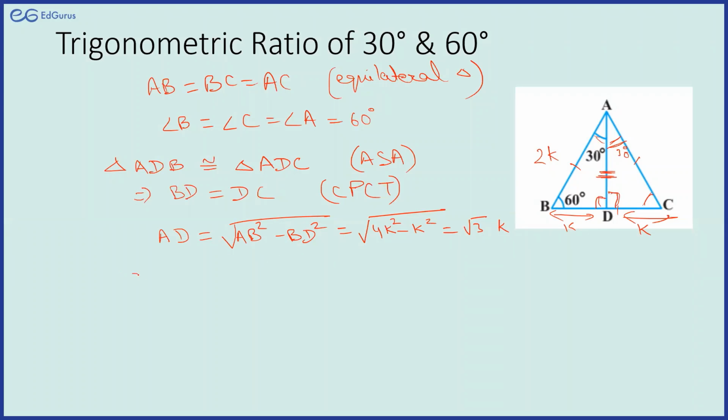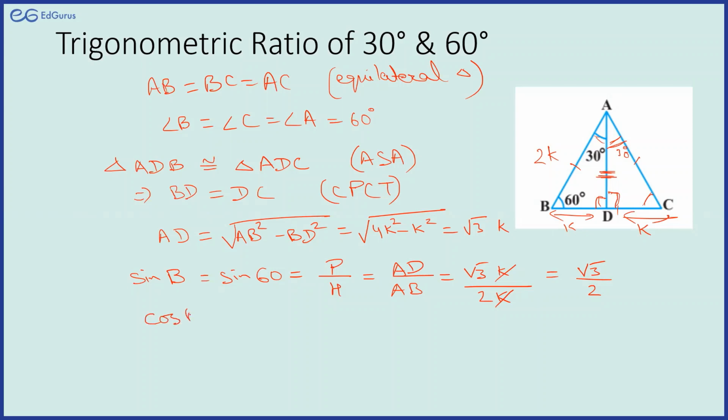Yes, ma'am. Now I can say sine of B, which is sine 60, is equal to perpendicular upon hypotenuse. So it is AD upon AB. AD is root 3 K, AB is 2K. So K cancels. So sine of B is root 3 by 2. And similarly, you can find the others also.